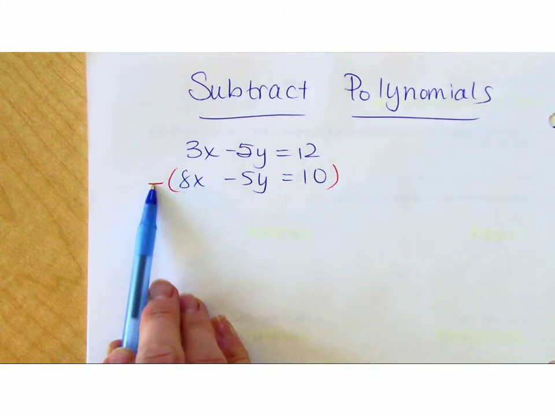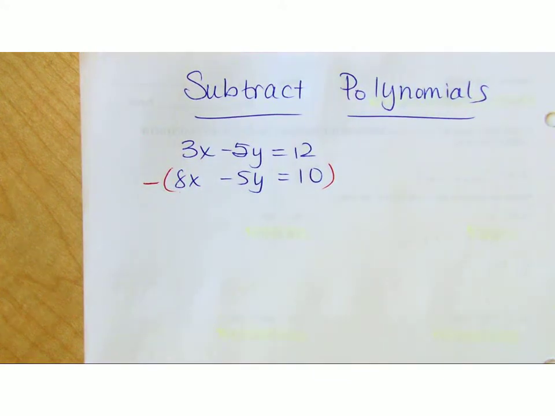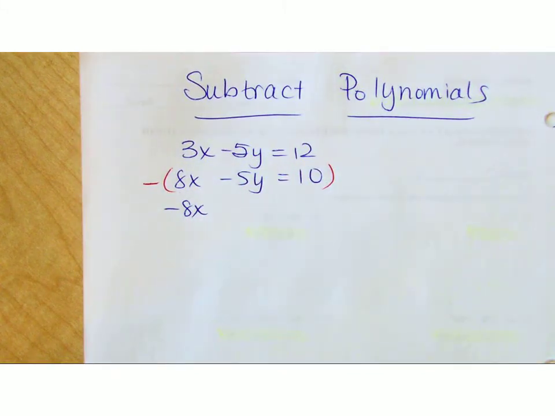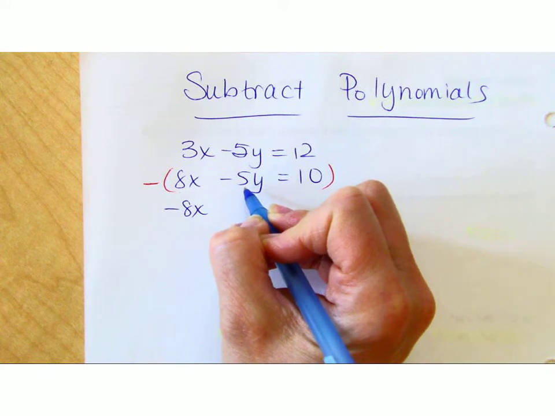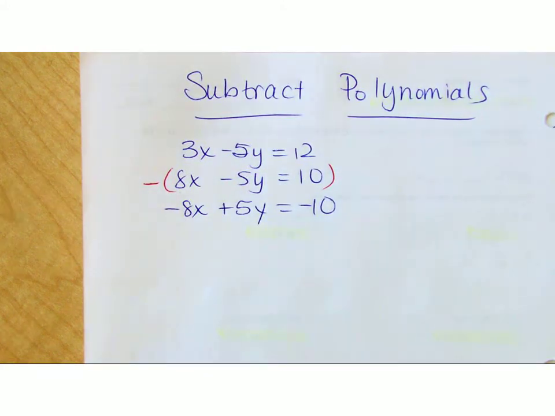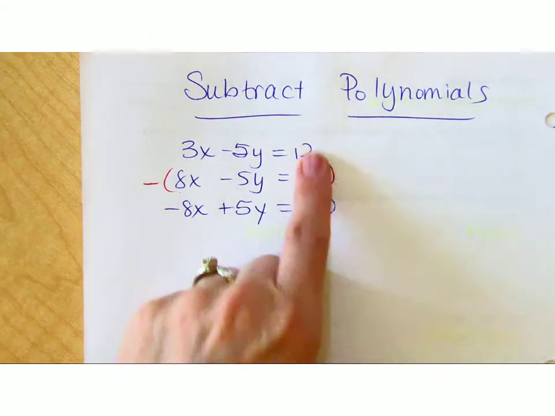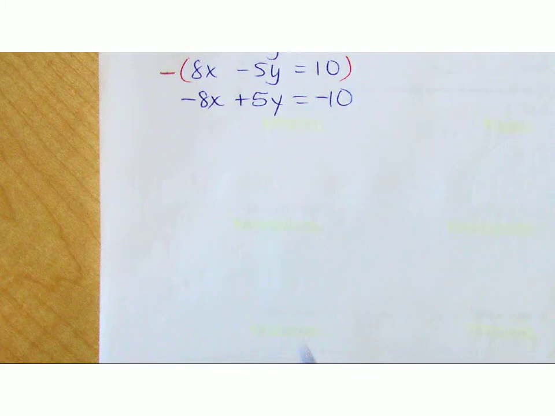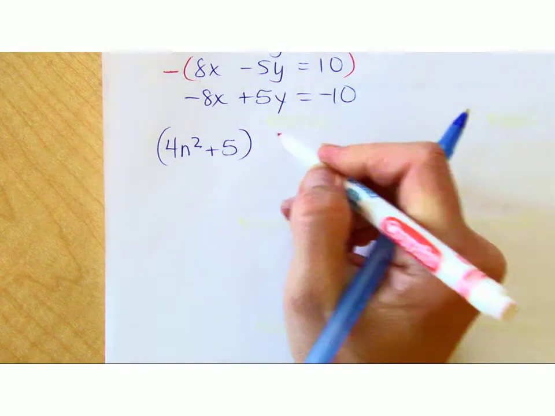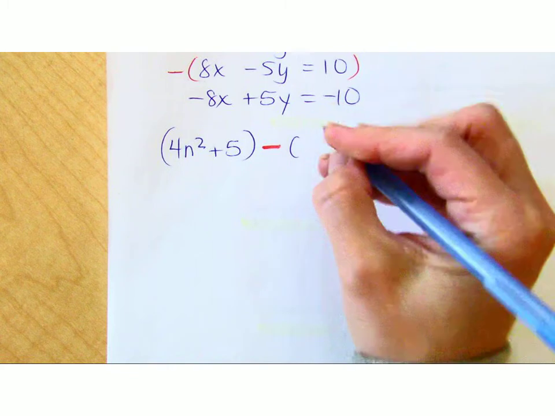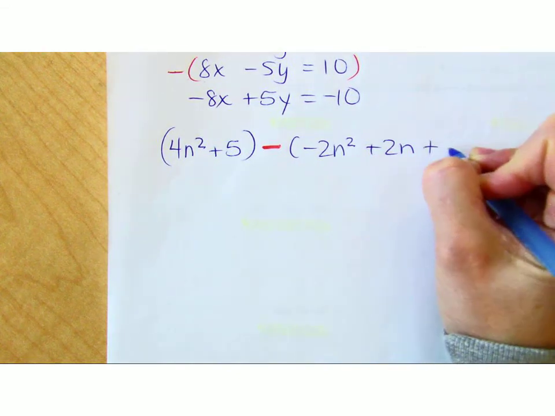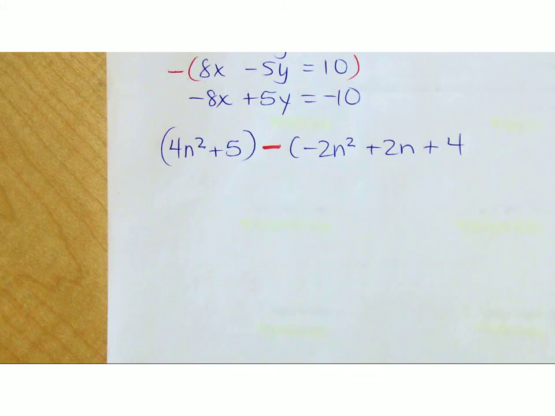And what did this do? Distributing a negative just changes the sign of everything in there. So this 8x was positive, but then it became negative. This 5y was negative, and now it became positive, and this 10 became negative. And then you did what you needed to do. The ones I'm giving you today are not going to have equal signs because that's equations, but I do want you to take this binomial and subtract this trinomial from it. So you're going to take a negative 2n squared plus 2n plus 4. Nope, sorry, make that a minus 4.